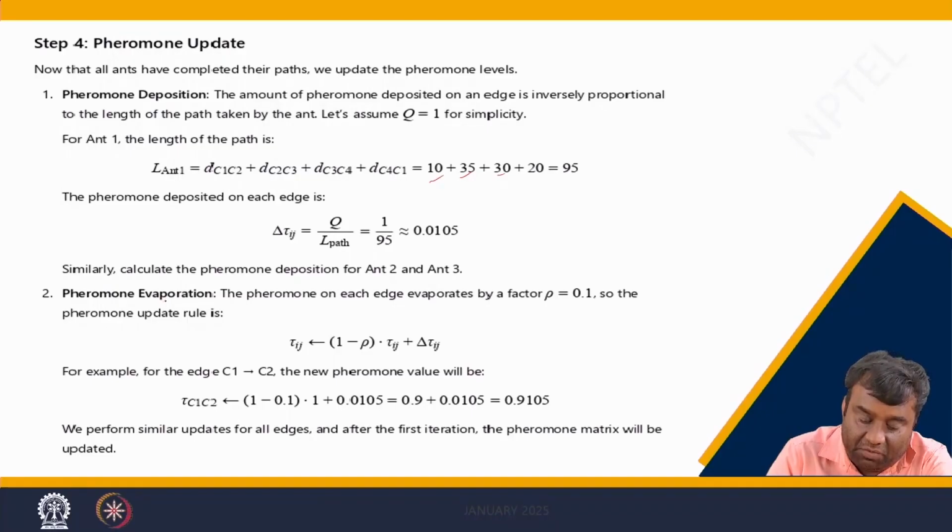The second step is pheromone evaporation. The pheromone on each edge evaporates by a factor rho equal to 0.1, so the update rule is tau ij equals (1 minus rho) times tau ij plus delta tau ij, where delta tau ij is Q by L of the path. So that is the pheromone, and it is 0.9105. We need to perform the update for all edges, and the pheromone matrix will be updated.